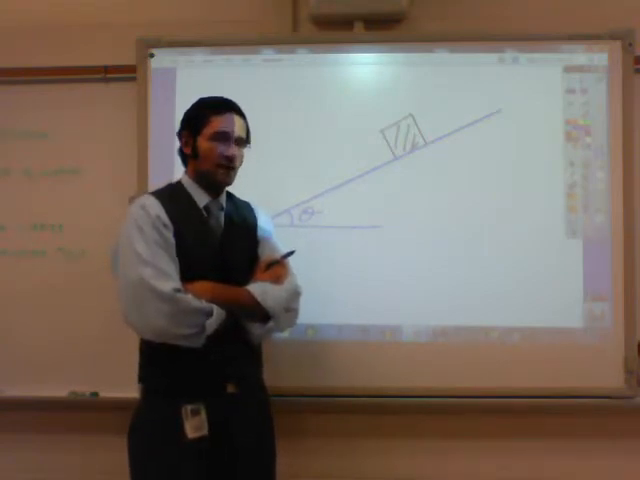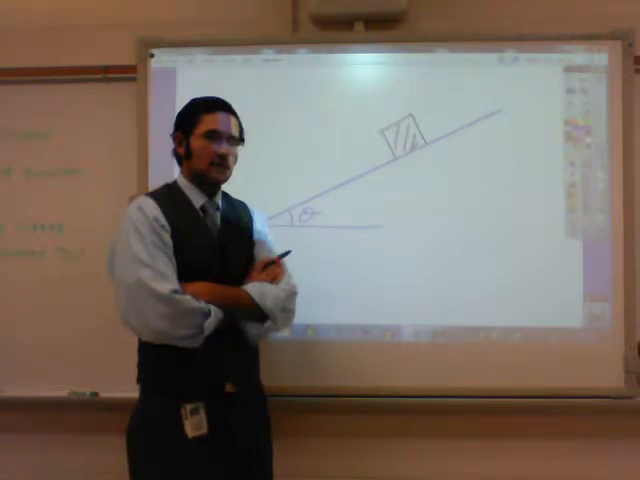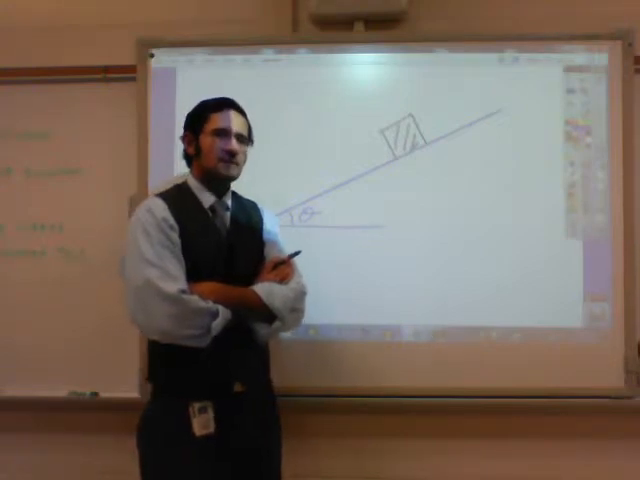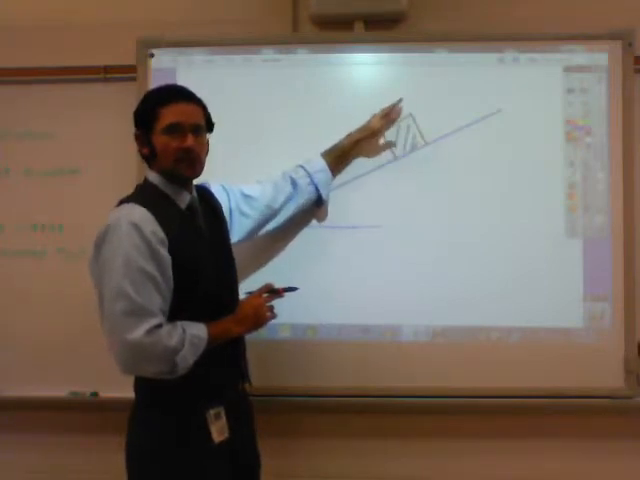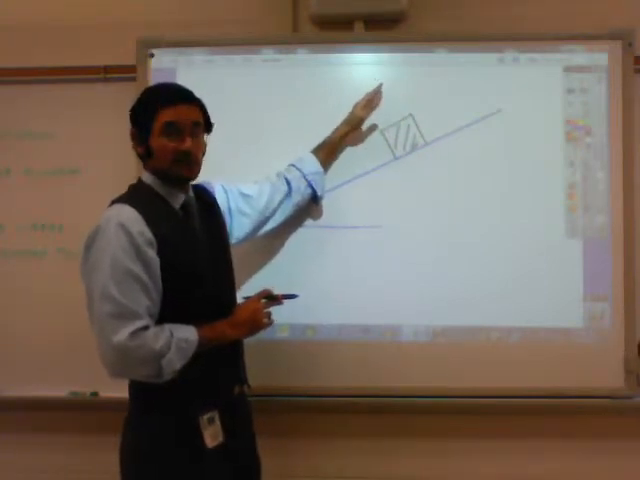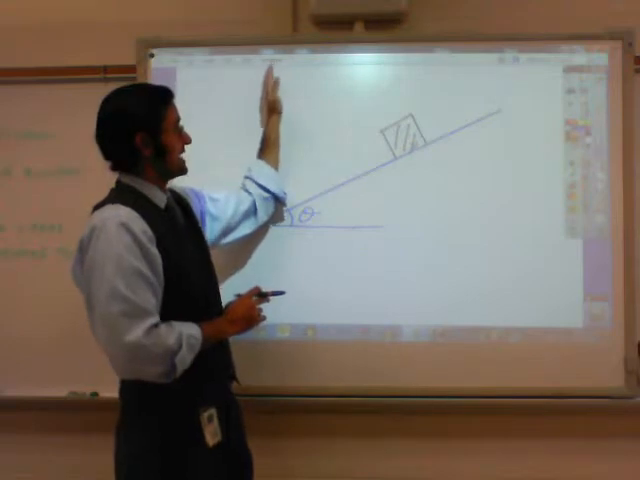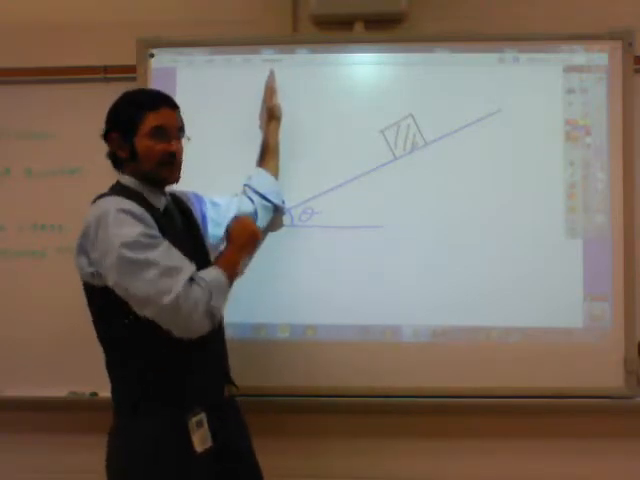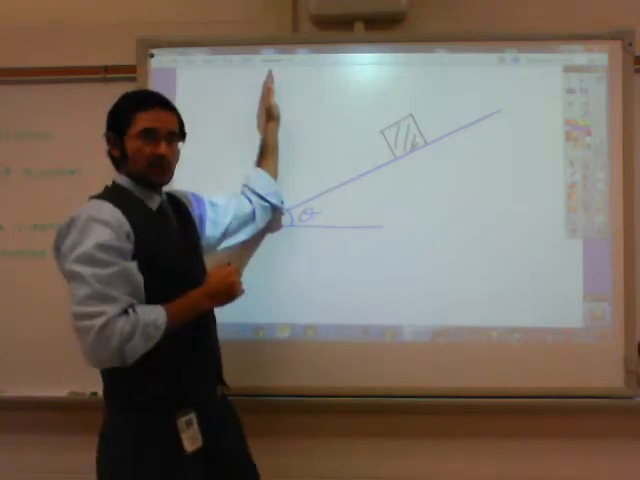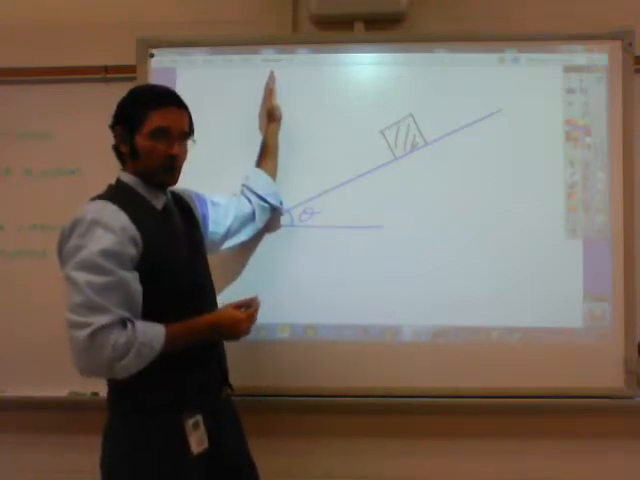But is all of gravity pushing the box down the incline? Well, think about that for a second. Take your incline and increase it from 20 degrees to 30 degrees, from 30 degrees to 50 degrees, from 50 degrees to 60 degrees, to 90 degrees. At 90 degrees, the box is going to come straight down because all of gravity is going to push it downwards. It's going to be in free fall.